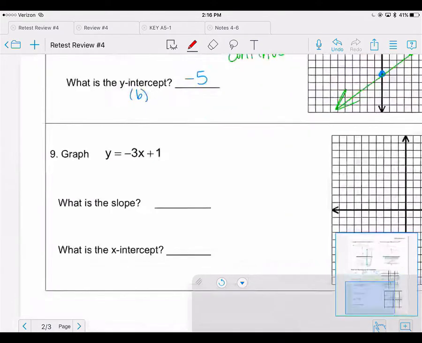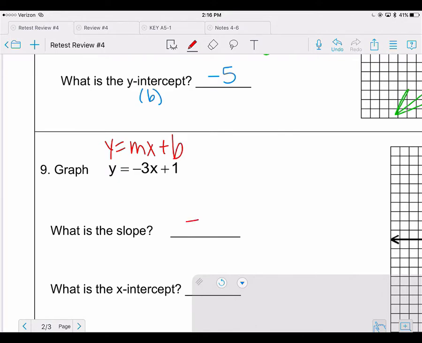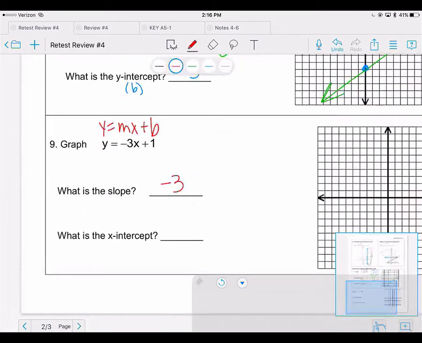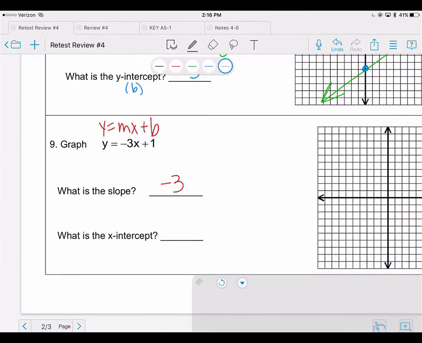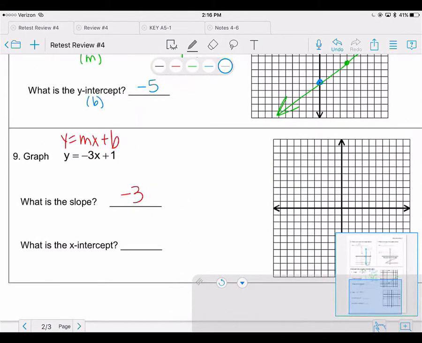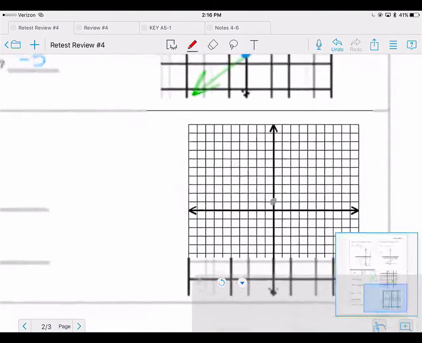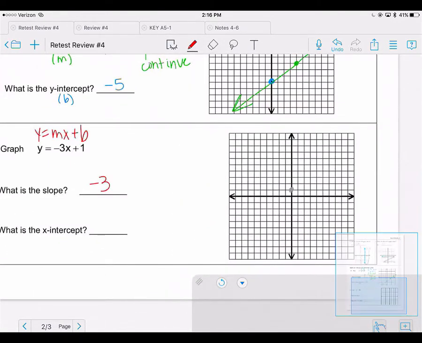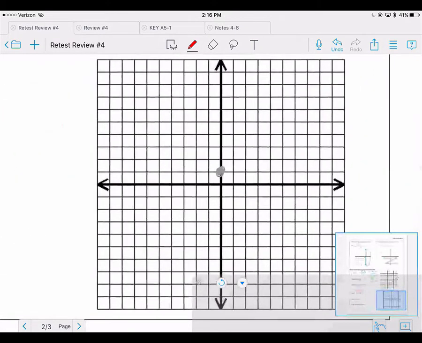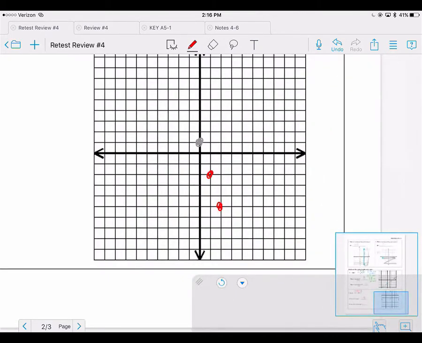Problem 9 asks us the same question. Our slope is -3, and then our x-intercept is different. So first I'm going to start by graphing 1, because that is my b value on the y-axis. My slope is a -3, so I go down 3 to the right 1, down 3 to the right 1, down 3 to the right 1.